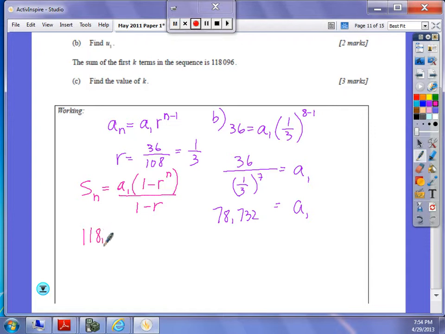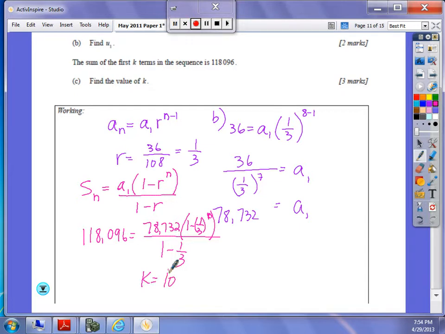So 118,096 is equal to the first term. Well, I know that. That's 78,732 times 1 minus 1/3 to the k. So I'm going to take 1/3 to the k. That's what I'm solving for, n or k. Is that confusing, n or k? All over 1 minus 1/3. So we are going to calculate that, and k is equal to 10.